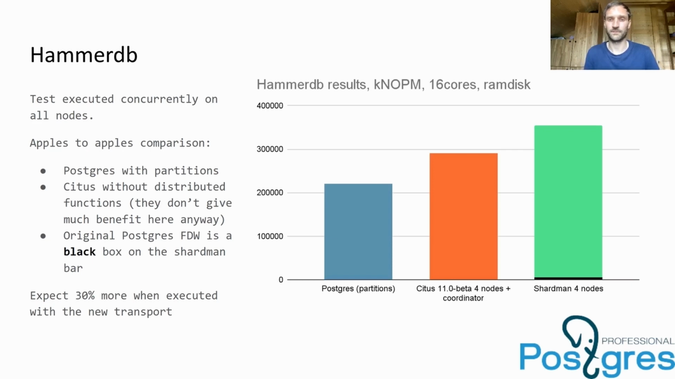Here are the results in HammerDB. We achieved these results without the new transport, and we expect 30% more when we switch to it. Also on this diagram, note that the original Postgres FDW performance is marked as a black box on the bar.